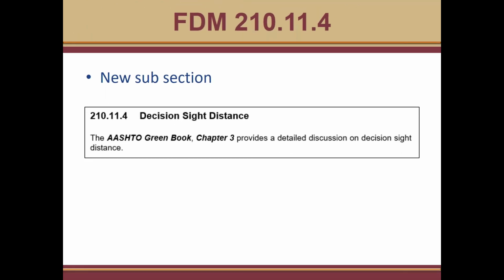Finally, we added this small subsection just for reference purposes on decision sight distance. This new subsection closes all of the vague gaps that we previously had in the manual on which sight distance we were really talking about. AASHTO has a very in-depth discussion on decision sight distance, and rather than try to bring any of that into the FDM, we simply refer the reader to Chapter 3 of the Green Book.